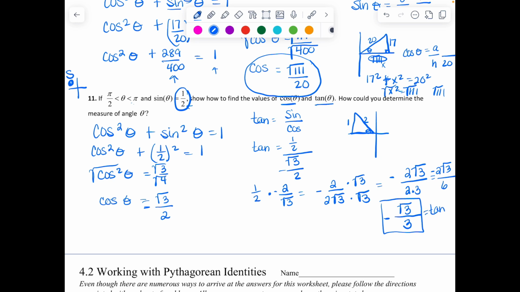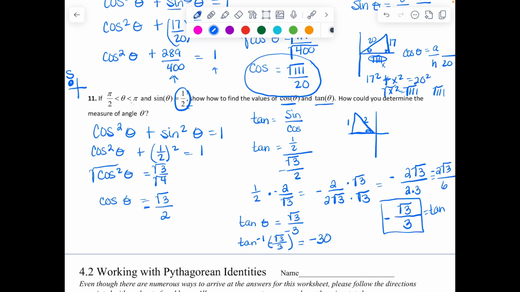All right. Now, it also asks us to determine the measurement of angle theta. So if we want to determine the measurement of it, we can think about what can we do to help us find it. Well, we just found tangent, and we know that tangent of theta is negative square root of 3 over 3, so we can put this in our calculator using the inverse. So we'd say inverse tangent of negative square root of 3 over 3, with that negative, and what we get out is negative 30.